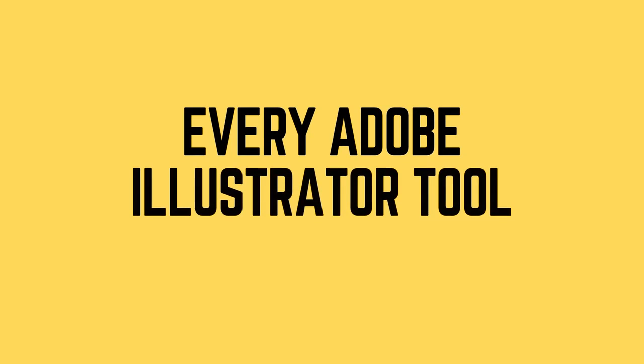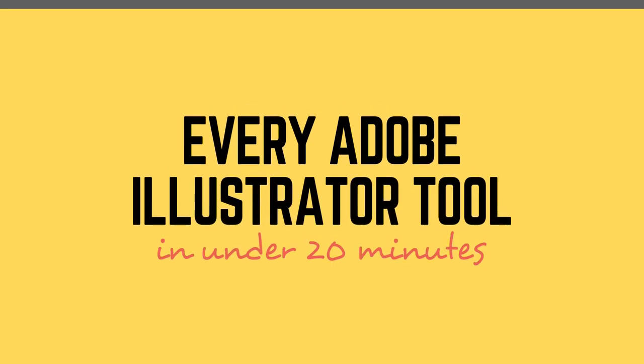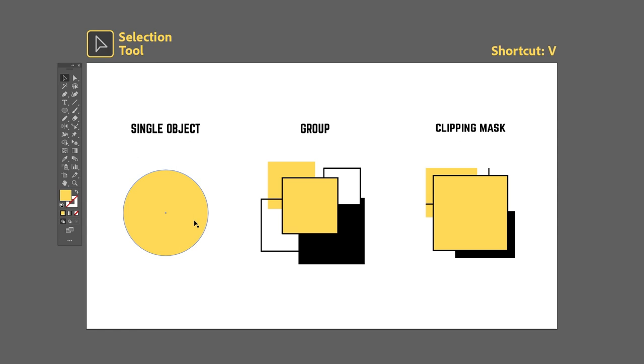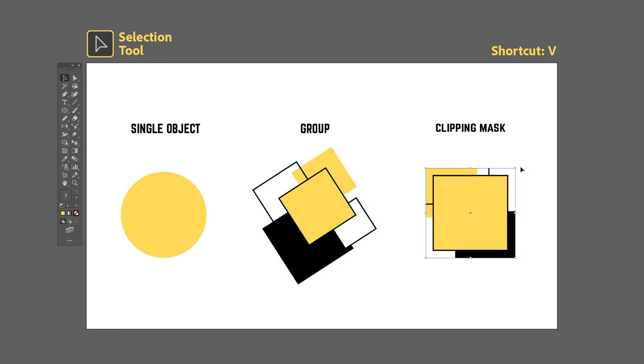Every Adobe Illustrator tool in under 20 minutes. The Selection tool, the most fundamental Illustrator tool and the one you spend the most time with. Shortcut is the letter V, used to make selections of entire objects, groups and clipping masks, either by clicking or dragging. This tool is also used to move, scale, rotate and round corners.